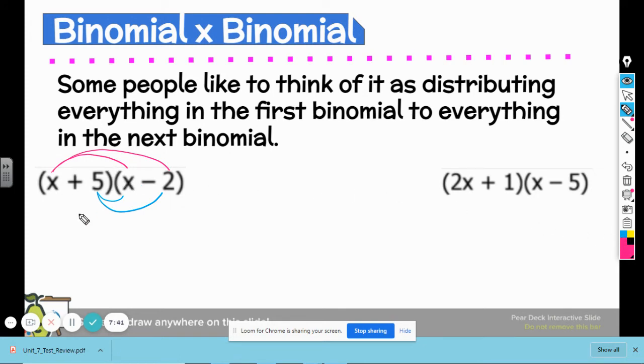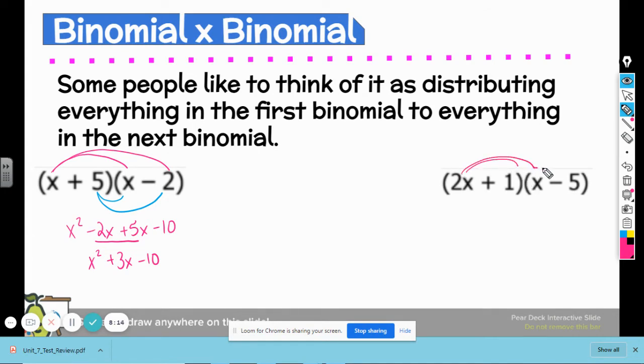So x times x is going to be x squared. Then x times a negative 2 is negative 2x. And then we do 5 times x and 5 times negative 2. And again, we have our middle terms that we can combine as they're like terms. And so that's going to give us x squared plus 3x minus 10. And now that's simplified. There's nothing left to do. Okay, so you can do that. We can do that one again.